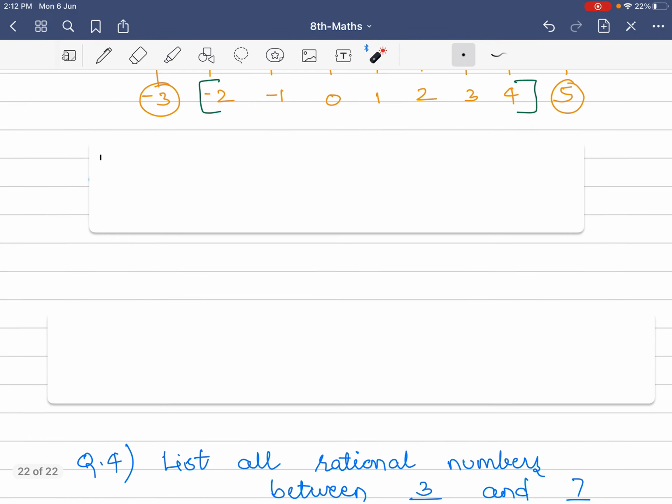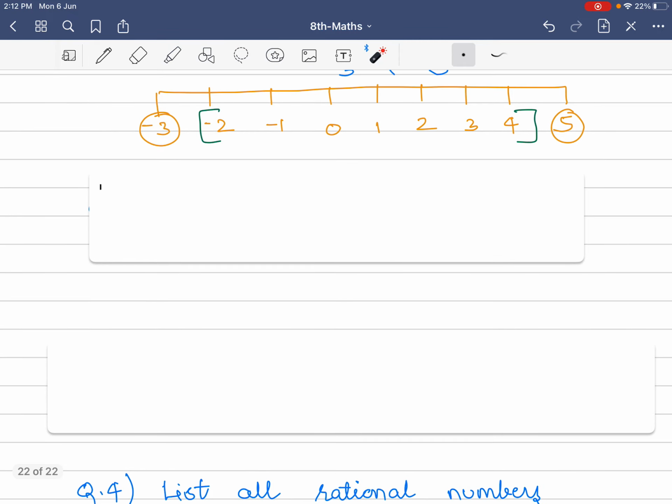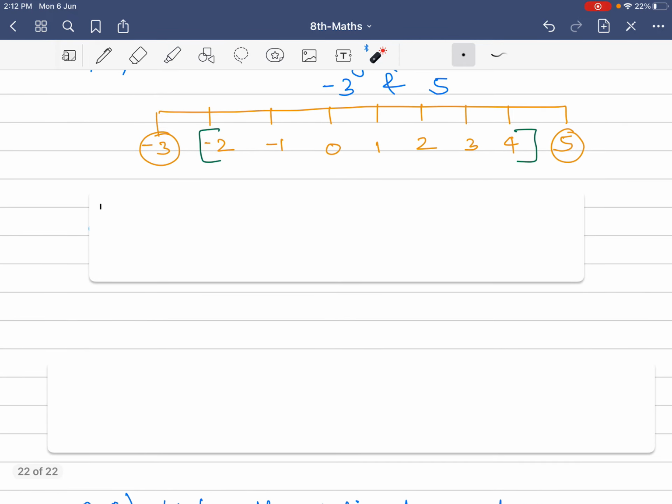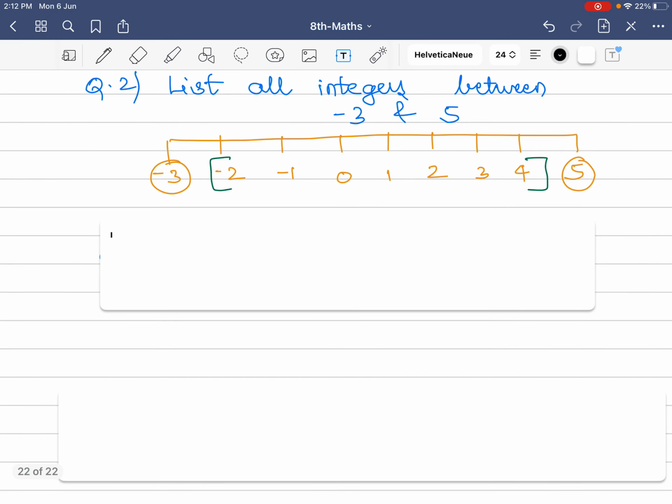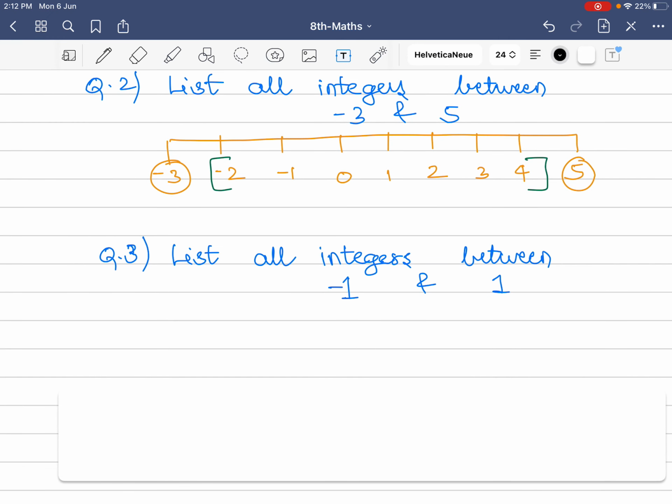Now, moving forward, we have the last question. It says list all the integers between -1 and 1. Again, you can see this on the number line above, all the integers that exist between -1 and 1. There's just one integer which exists between -1 and 1, and that is 0. So 0 is the answer for this question.